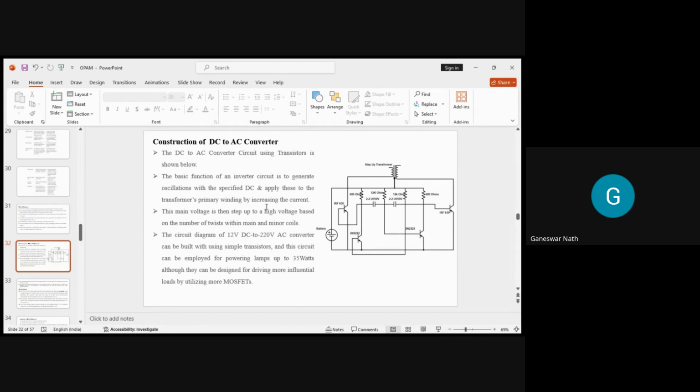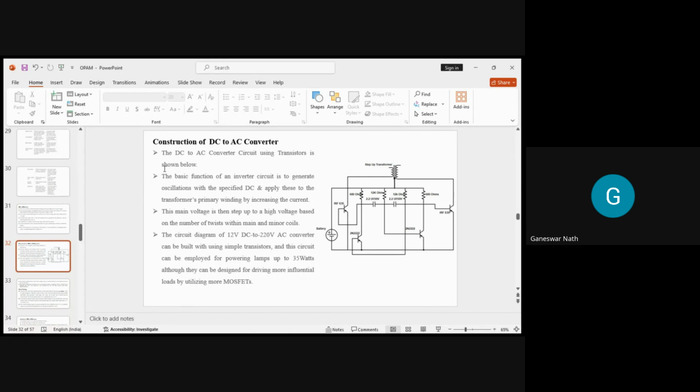Now, the basic function of the inverter circuit is to generate oscillation with a specified DC and apply this to the transformer primary winding, increasing the current. This main voltage is then stepped up to a high voltage based on the number of twists within the main and the minor coil. So depending upon the twists of this coil, we have different applications here. This main voltage in the setup is the high voltage based on the number of twists within the main and the minor coil.